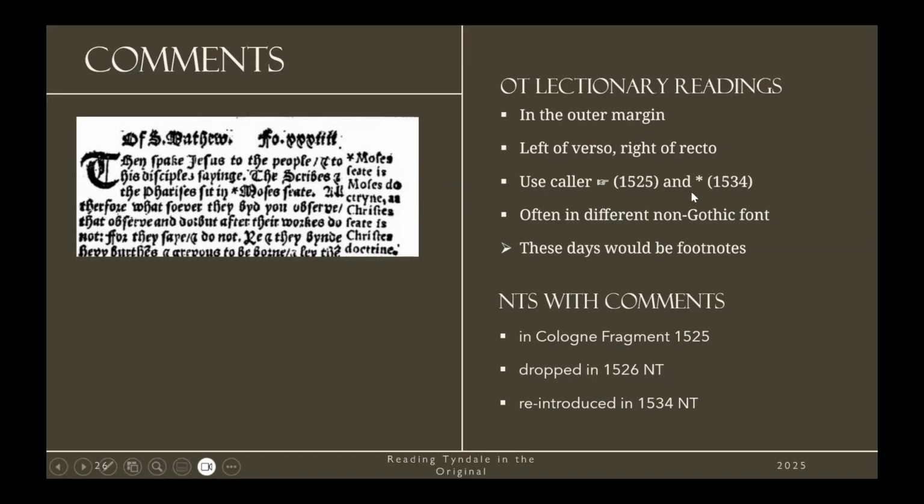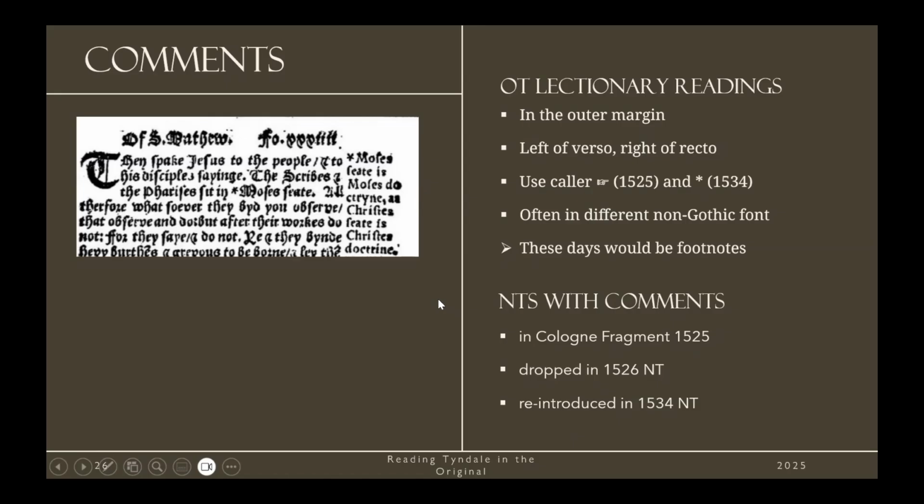I don't mind. So he would use a caller, often an asterisk. In the 1525 Cologne fragment, he uses a little pointy hand, which is quite fun. But in the 1534, he's gone to use an asterisk as well. So these days, we'd call them footnotes, but these are margin notes. And so you find these comments in the Cologne fragment 1525, dropped in the 1526, and reintroduced in 1534.